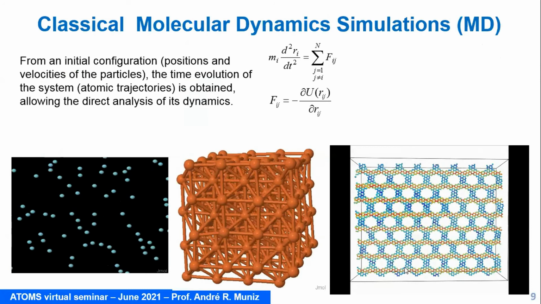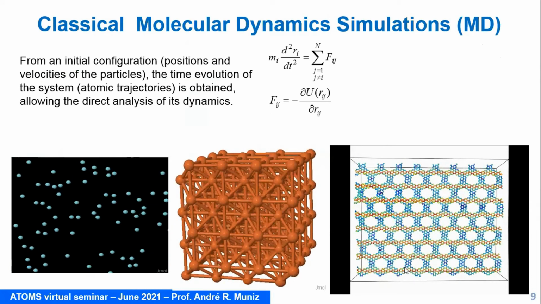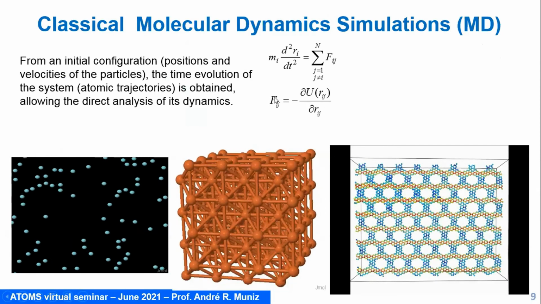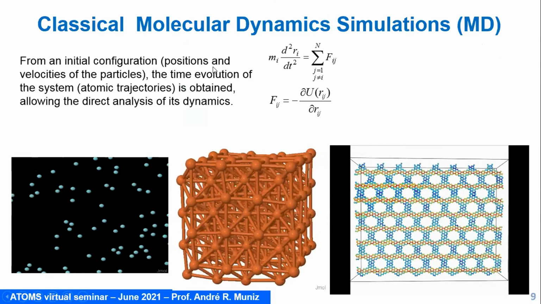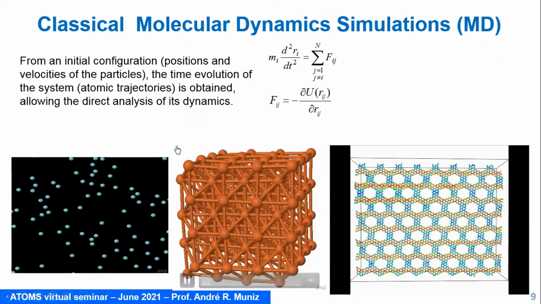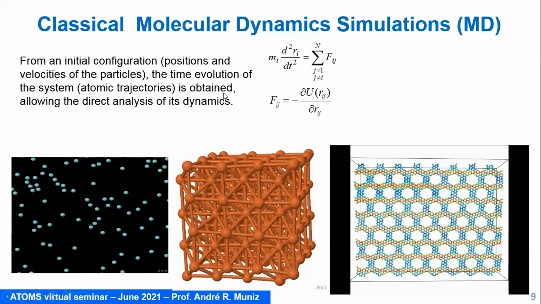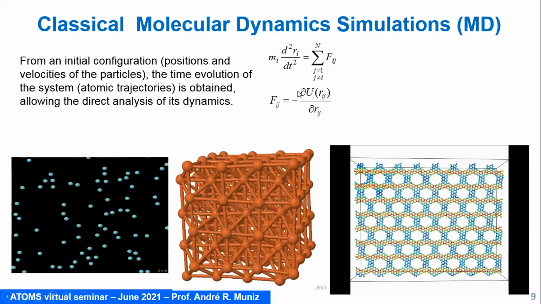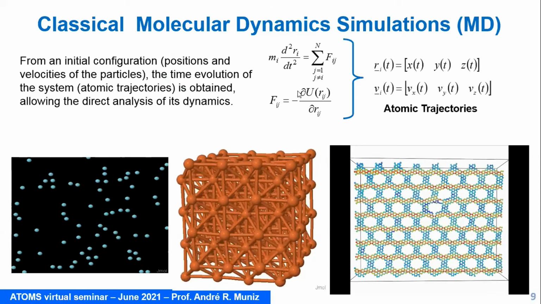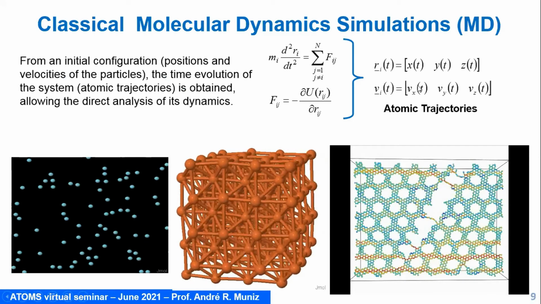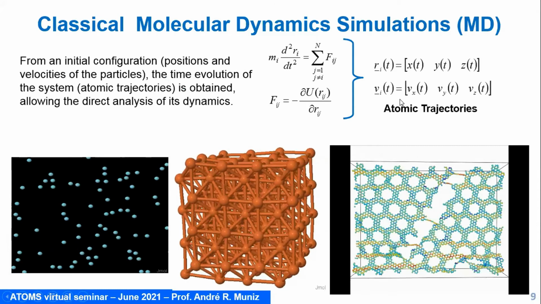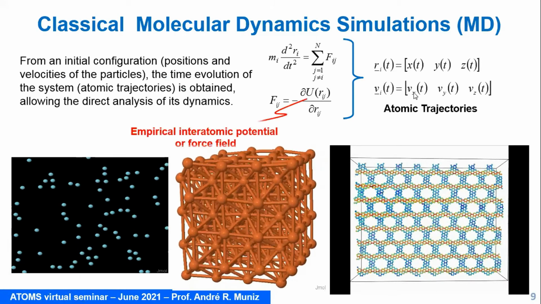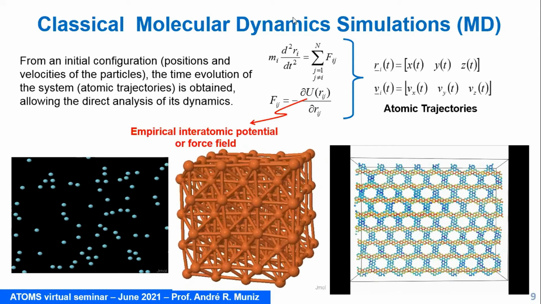So an alternative for studying longer time scales and length scales is to use classical tools. One of these methods is classical molecular dynamics simulations, that assume that the atoms in the system are classical bodies that evolve with time according to the equations of motion, the second law of Newton. So basically, we solve this problem starting from an initial configuration, and we get atomic trajectories of the system. With these atomic trajectories, we can extract a lot of useful information. We don't have explicit electrons here.